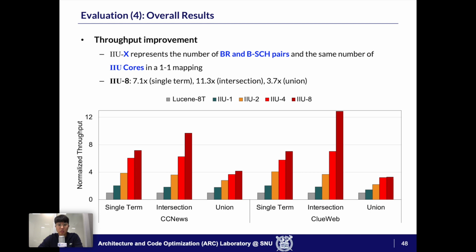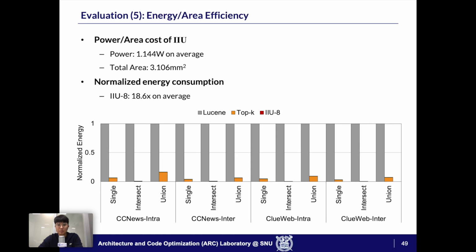And we compare throughput improvement across 4 different 2U settings with 100 queries. 2UX represents the number of block leader and block scheduler pairs and the same number of 2U cores in a one-to-one mapping. The leftmost bar represents Lucene with multi-thread. 2U achieves over 5.4 times throughput improvement on average. 2U consumes about 1.1 watt power on average and consumes about 3.1 millimeter square area.